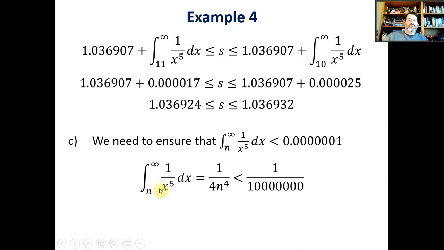So I did the improper integral here. Again, that's something you should be able to do. You get 1 over 4n to the 4th. That has to be less than 1 in 10 million, so this is just that. And you just solve the inequality, and you get n is greater than 40. So if you need 4 decimal places accuracy, maybe you need 9 or 10 terms. To get 7 decimal places accuracy, you need 40 terms. And that might seem like a lot, 40, but it's really not.